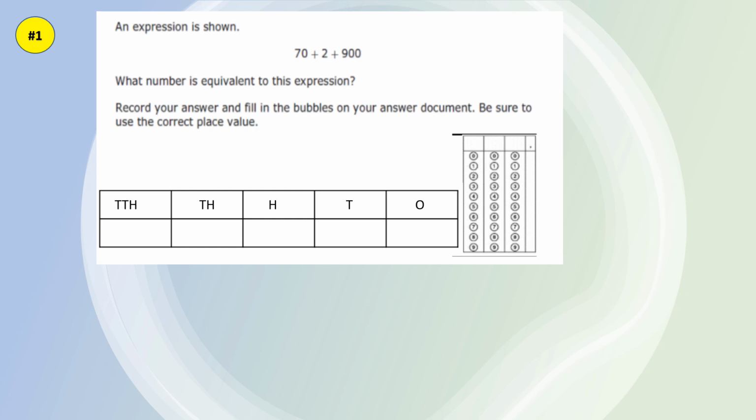So we have 70. Which place would the 7 from the 70 go? Would it go in the ones place, the tens place, the hundreds place, the thousands place, or the 10,000s place? Well, I know that 70 is the same thing as saying 7 tens. So that 7 from the 70 is going to go in the tens place because 7 in the tens place is the same thing as saying 7 tens.